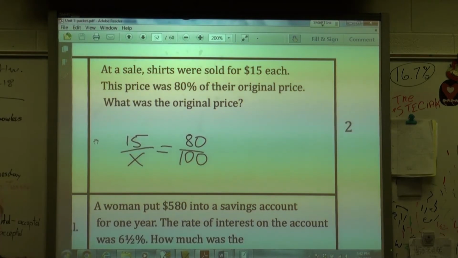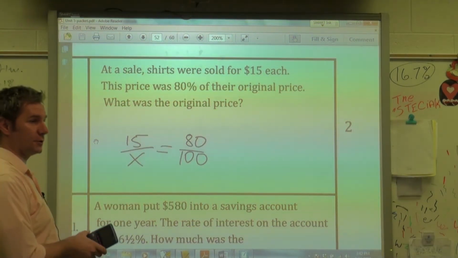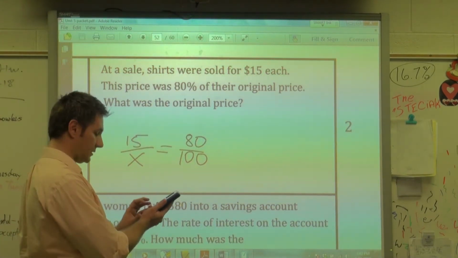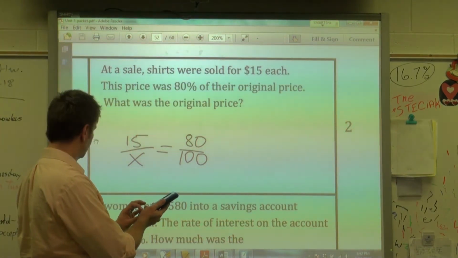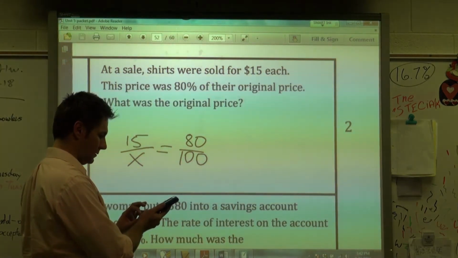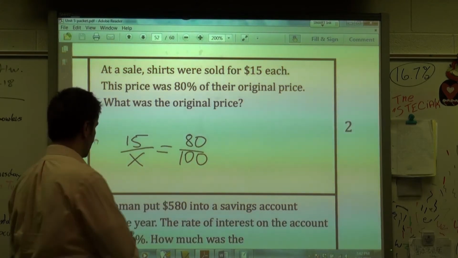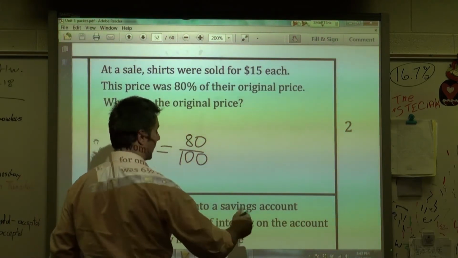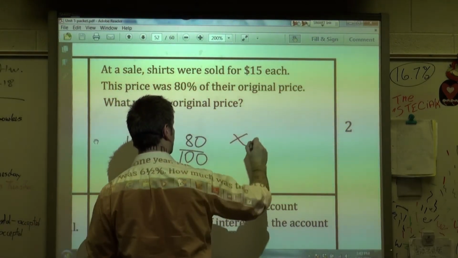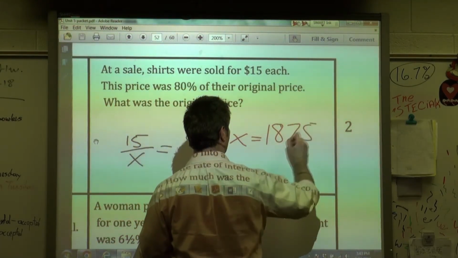Right here, ladies and gentlemen, we're also going to cross multiply, and we are going to find out our original price. After you cross multiply, you will know that our original price equals $18.75.